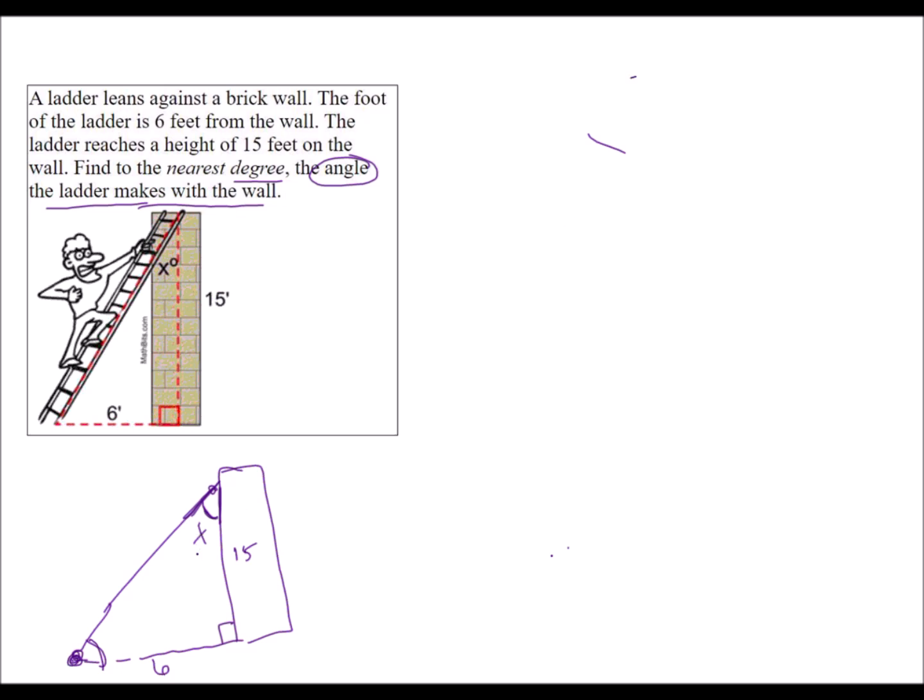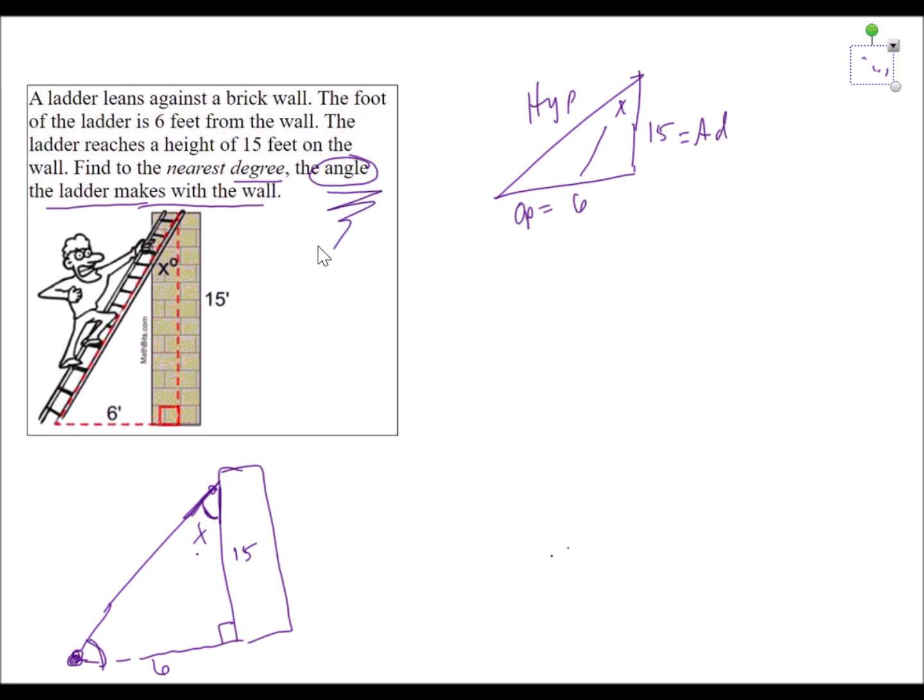Okay, looking at what we got. We're trying to find x here. X is in this corner for us. We found that this is 15 and this is 6. So I'm looking at it and I go, okay, here's my angle, so that's my opposite. This is my adjacent. Here's my hypotenuse. Now I could use the Pythagorean theorem and find that third side, the hypotenuse, but I don't need it. I'm trying to find an angle, so if you don't need it, don't find it. Okay, x, I've got opposite and adjacent, which is tangent. Tangent of x equals opposite over adjacent.